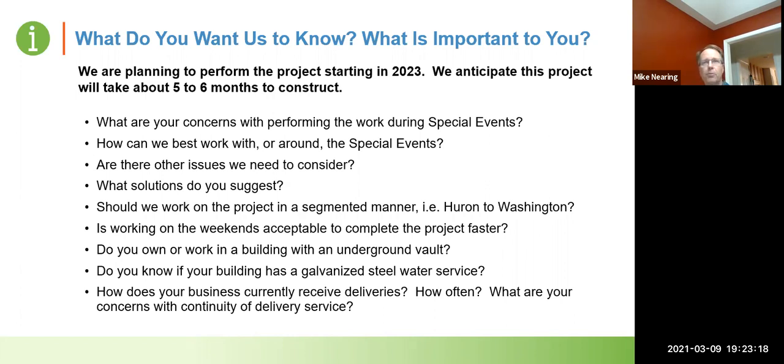Another couple of items that we'd like to throw out there for consideration would be, should we work on the project in a segmented manner? Meaning, we could maybe work on the water main from here on to Washington, get that completed and tied in, then work from Washington to Liberty, do the same kind of thing, then work from Liberty to William, and then maybe come back and resurface South Main Street all at once. There are different tactics that we could use.